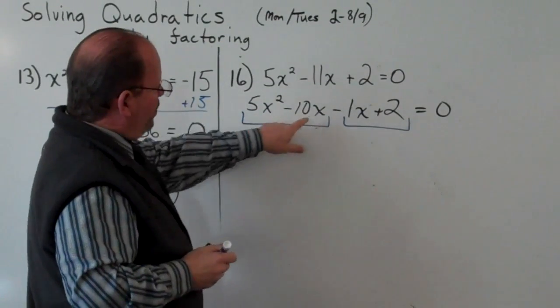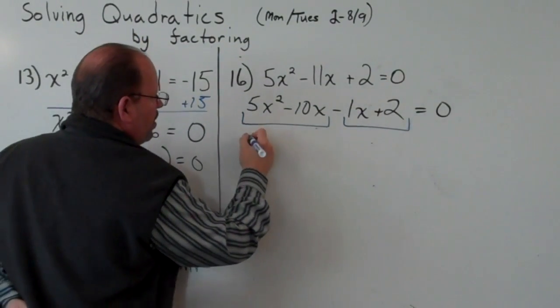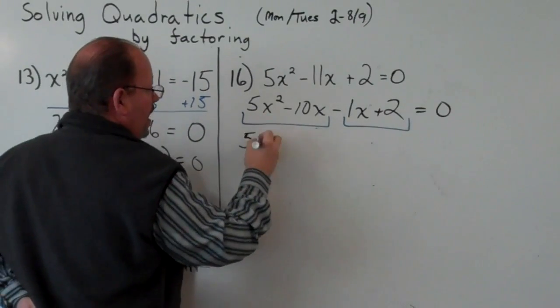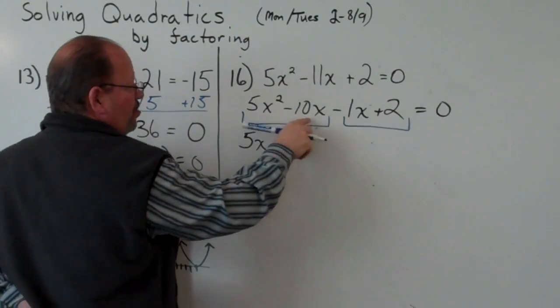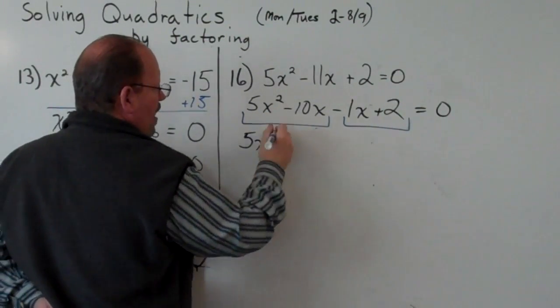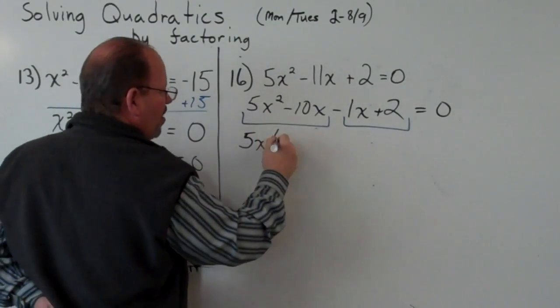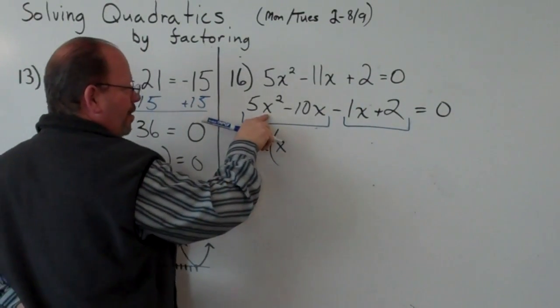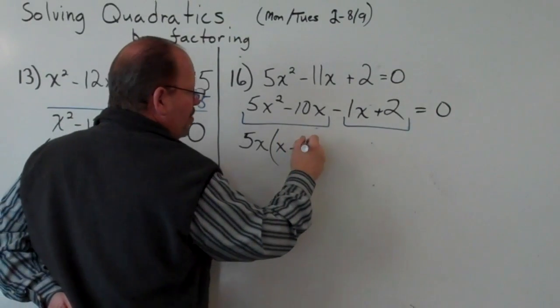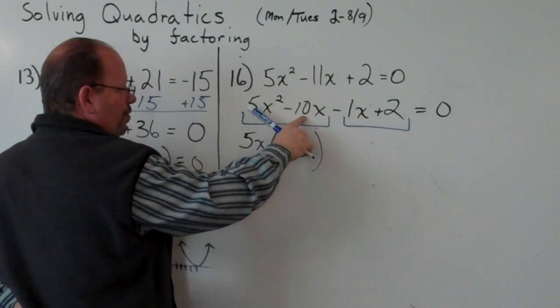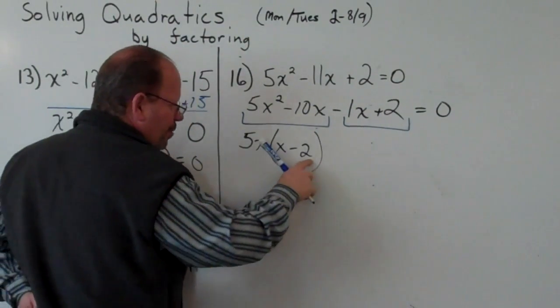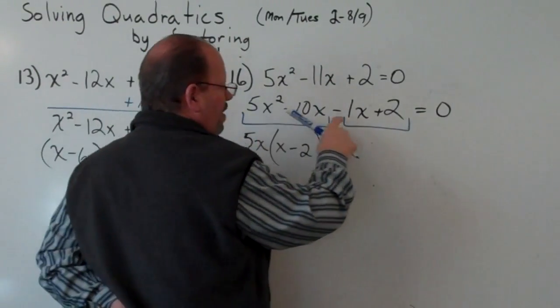We factor a common factor out of this. We have 5x in each of these terms. We factor it out and we have 5x times x to get back here, and 5x times negative 2. That will, if we went and distributed this, we would end up with that.